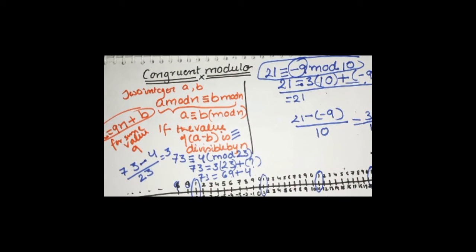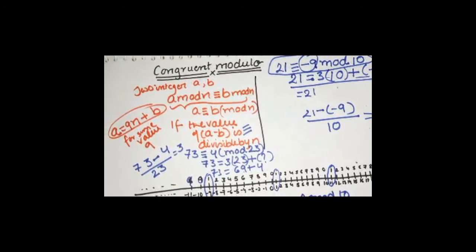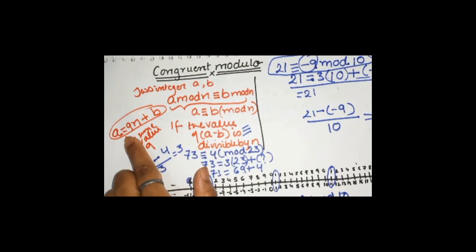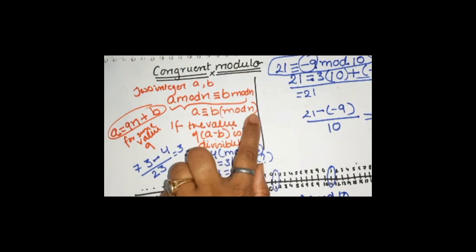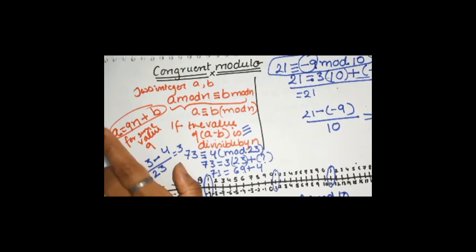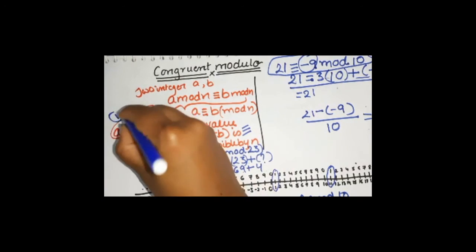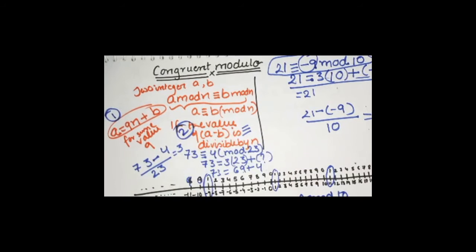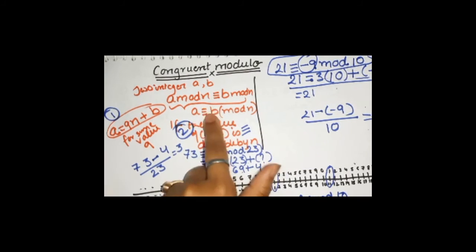Basically, when you say that two integers are congruent, it means that a mod n is equal to b mod n, or you can say a is congruent to b mod n. When you say a is congruent to b mod n, you can write it in the form A is equal to qn plus b. Right? This is also the condition, and this is also the condition. These two are the conditions that should be met for the congruency to hold.